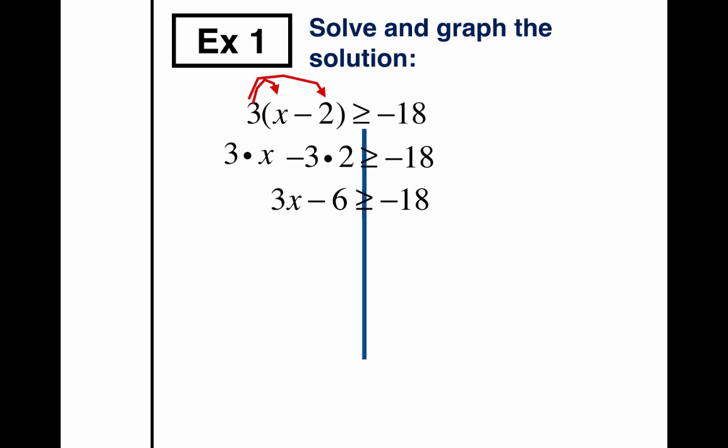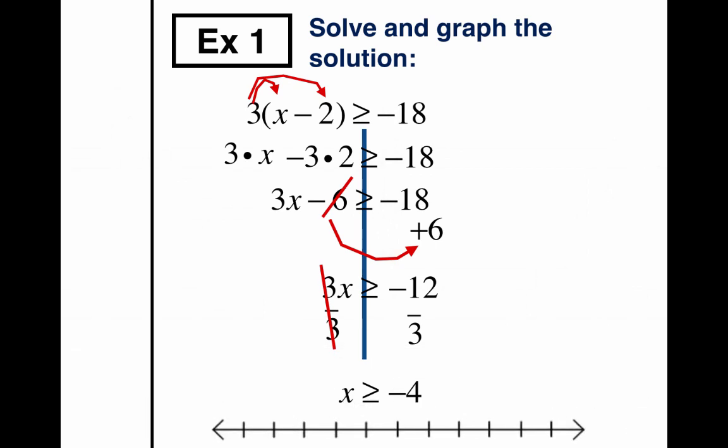And now it's a two-step problem I can solve. I'm going to add the 6 to the other side. Negative 18 plus 6, that's what we need to do. Well, the 3x will be there. Negative 18 plus 6 would be negative 12. And then I've got to divide the 3 away. Get rid of the 3. Now 12 divided by 3 is going to be 4, but since it's negative 12, it'll be a negative 4.